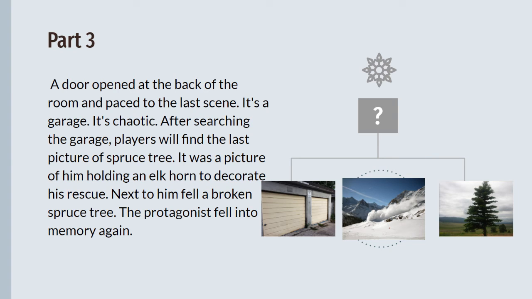The man's grief gradually thickened. A door opens at the back of the room and he paces to the last scene. It's a garage. It's chaotic, and after searching the garage, players will find the last picture of the spruce tree. It was a picture of him holding the elk horn to decorate his rescue. Next to him fell a broken spruce tree.